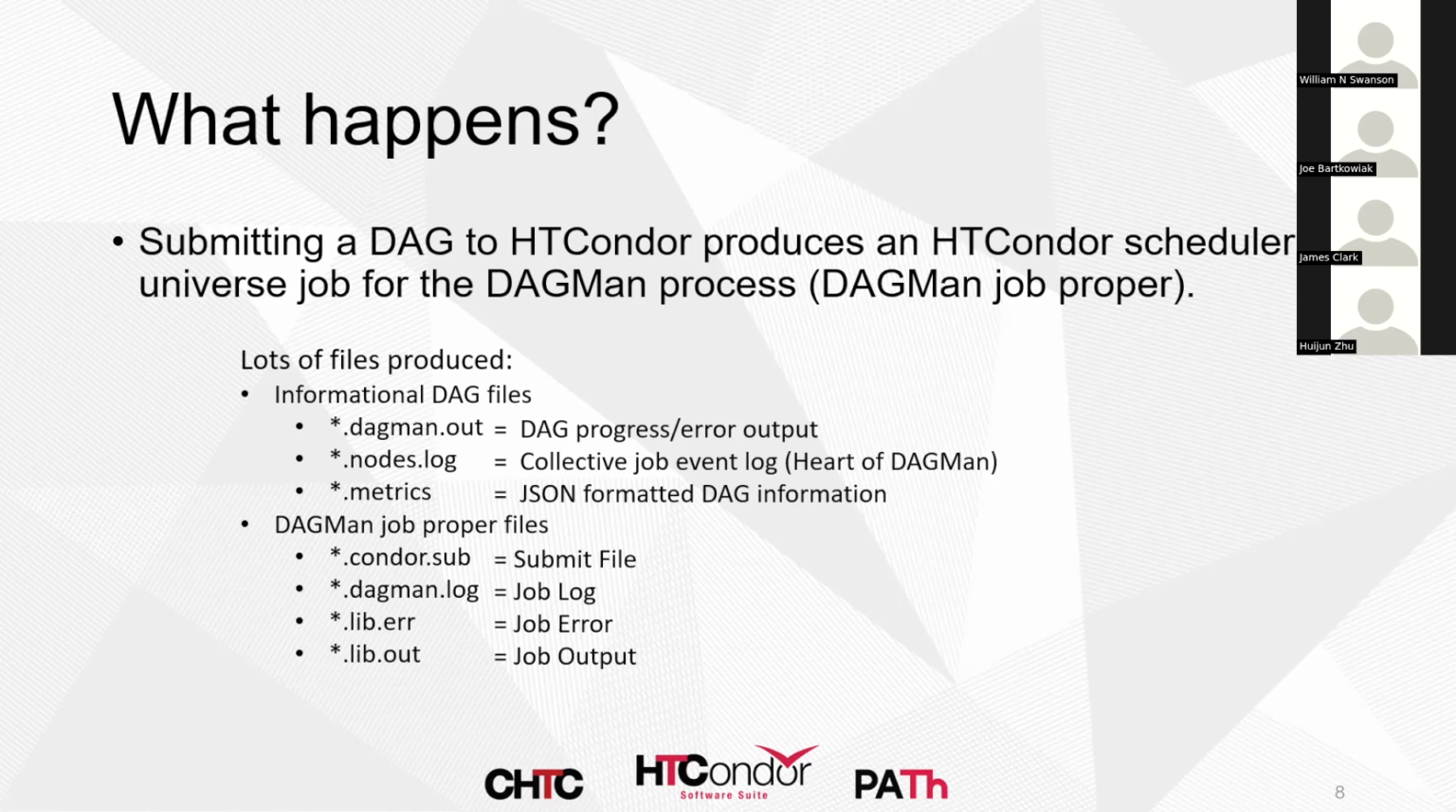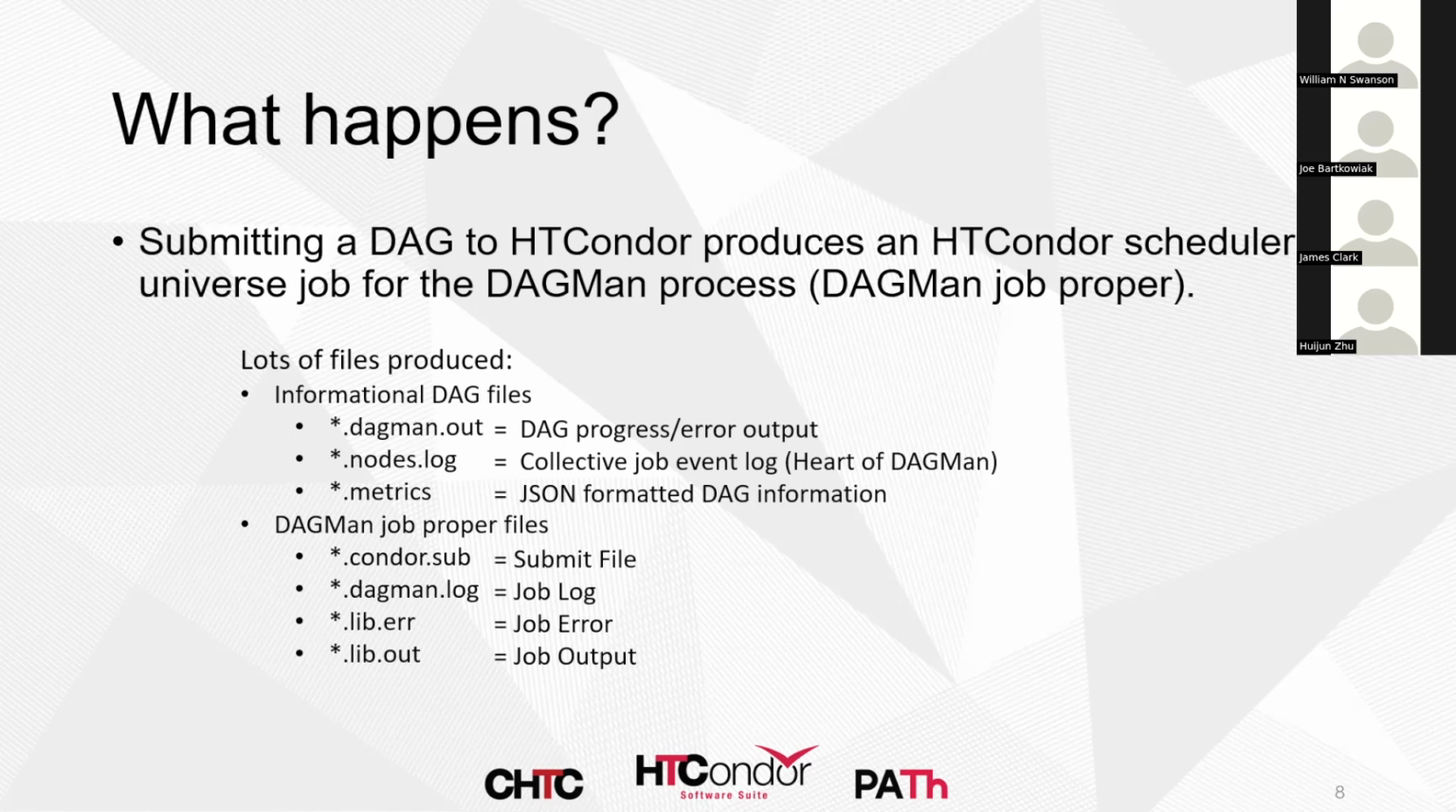If you've ever had the thrill of looking at a shadow log or something, it's very similar to that. The second one is the nodes.log. This is the heart of DAGMan. When you have a normal job, you can specify a log file. This writes events: submitted, executing, terminated. The nodes.log is a collective of all the jobs that are running underneath the DAG. And this is how DAGMan functions. It reads this file to understand, oh yeah, jobs have finished, I need to submit jobs. Oh, something happened with this job. That's bad.